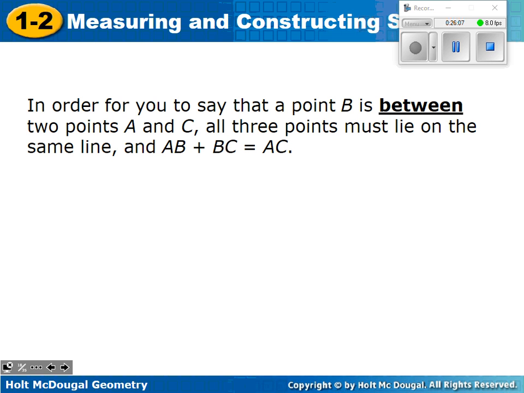Okay. This definition's kind of silly, the word between. They want to make sure that you understand that between does not mean midpoint. I can say, I'm going to cheat.